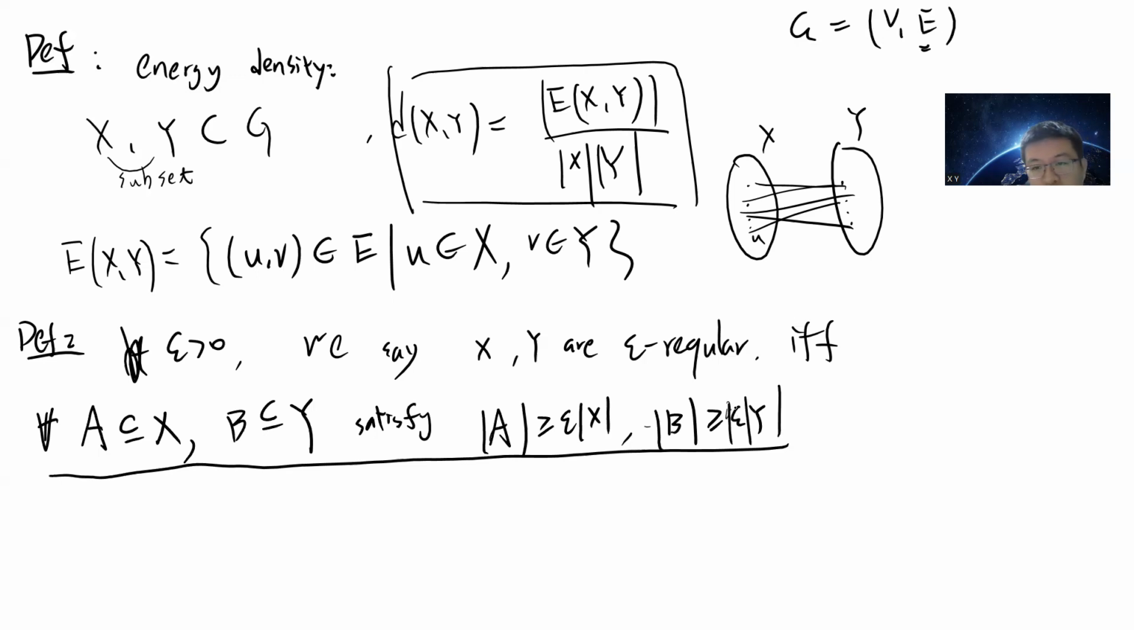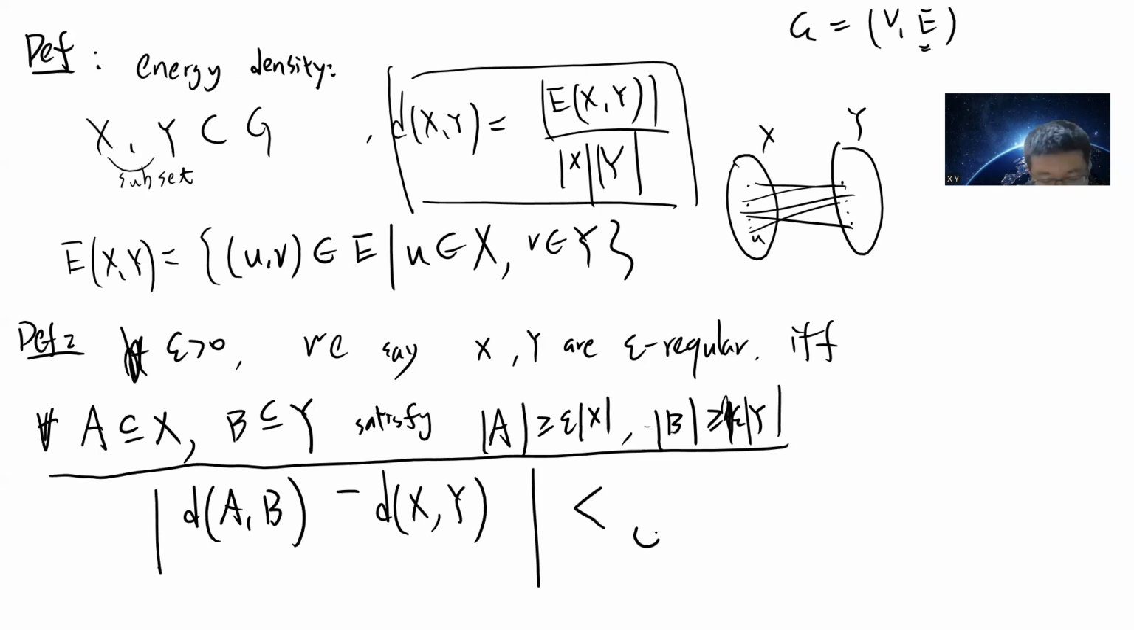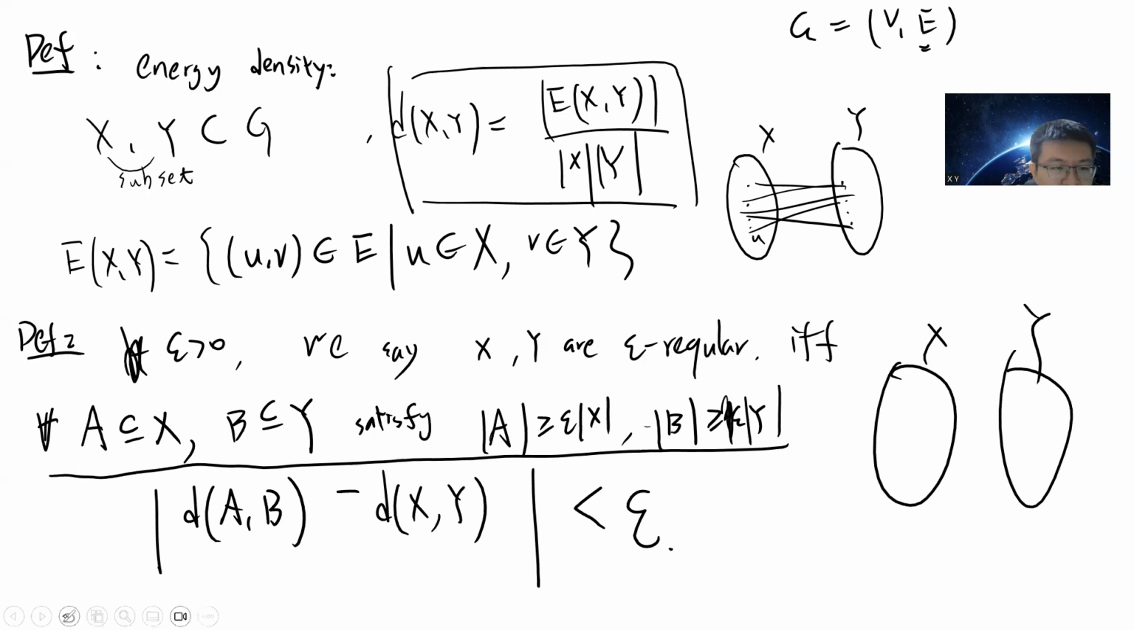Then the edge density between A and B minus the edge density between X and Y should be close enough, meaning less than epsilon. So if you take only A and B that are large enough, having at least an epsilon fraction, then you want this density to be similar to the total density, and they are close enough.